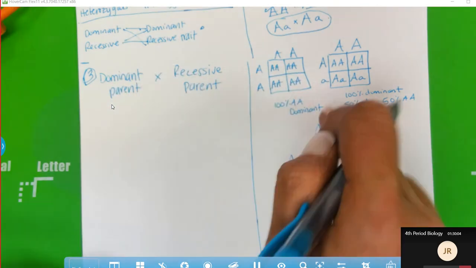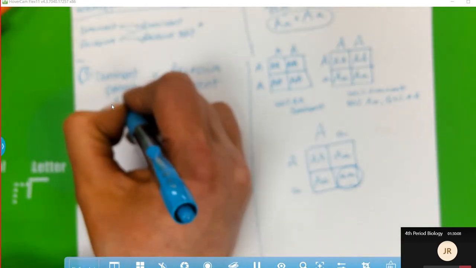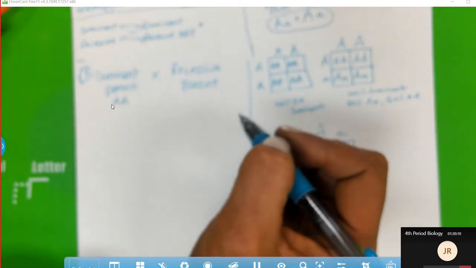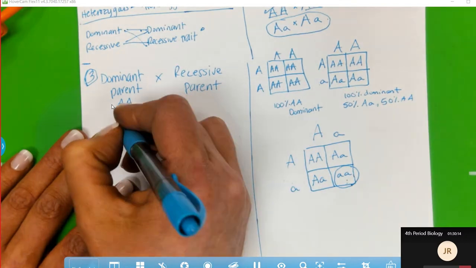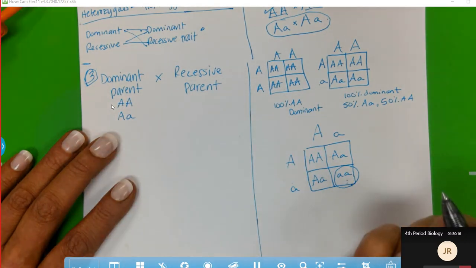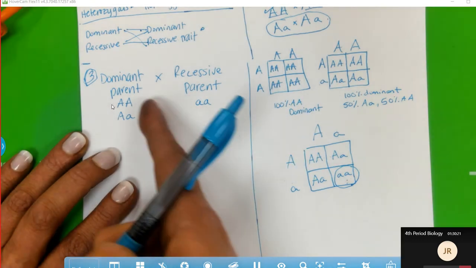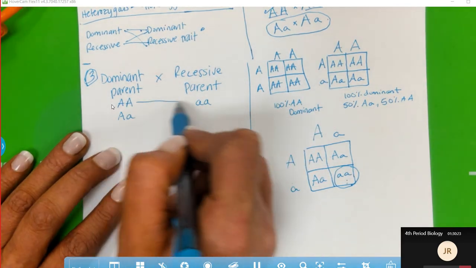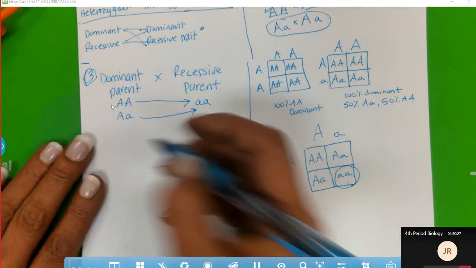Now for the dominant and the recessive parent, there are 2 different ways to be a dominant parent. You can be homozygous dominant, or you can be heterozygous and have the dominant trait. There's only one way to have the recessive trait. So we're going to have 2 Punnett squares: one if it's homozygous dominant with the recessive parent, one if it's heterozygous with the recessive parent.